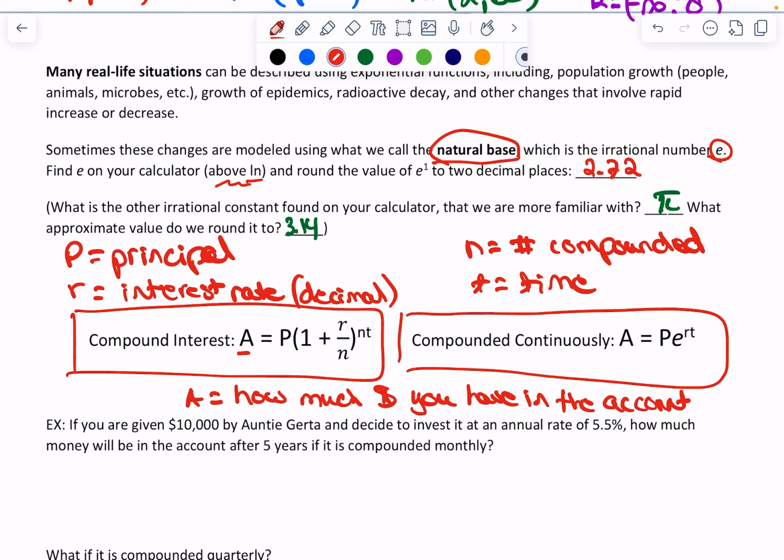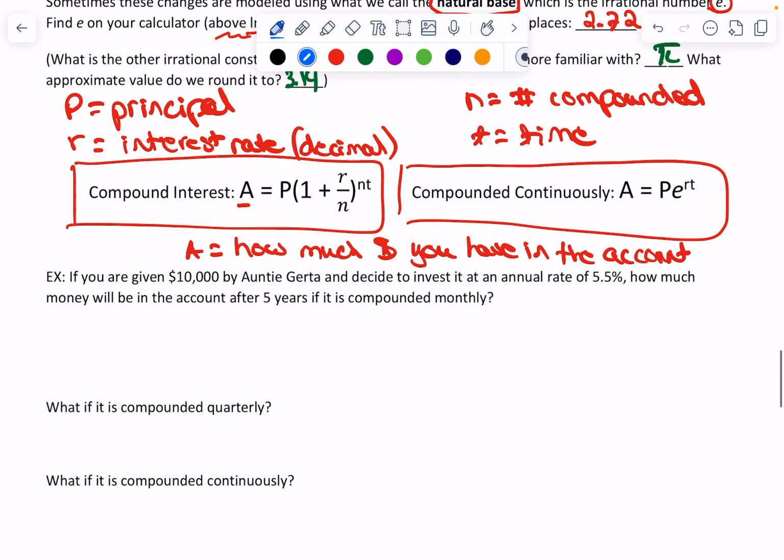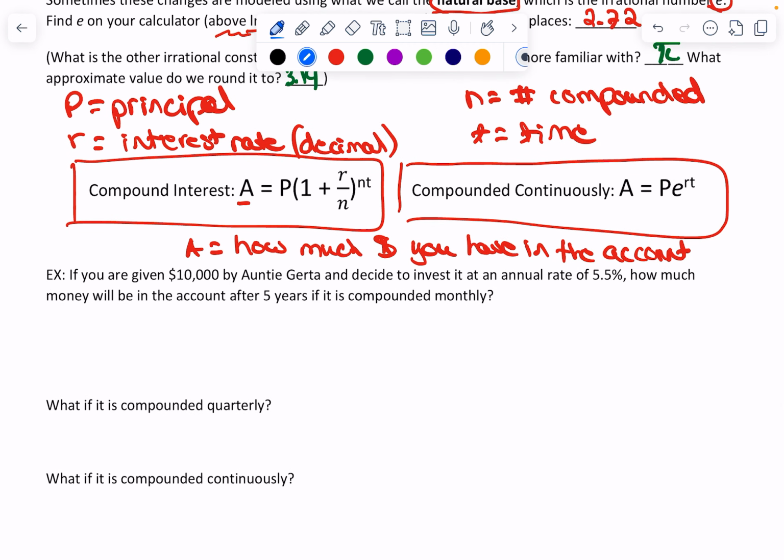Okay, so let's look at an example here. If you are given $10,000 by Auntie Gerda and decide to invest it at an annual rate of 5.5%, how much money will be in the account after 5 years if it is compounded monthly? Okay, $10,000 is our principal. That's the money that we are given. Annual rate is 5.5%. We need it as a decimal, so we divide it by 100. We move the decimal 2 places to the left: 0.055.